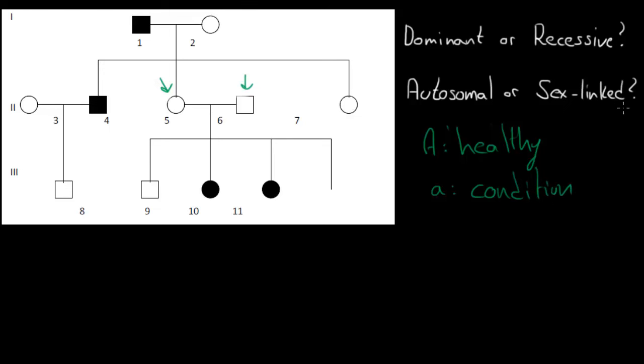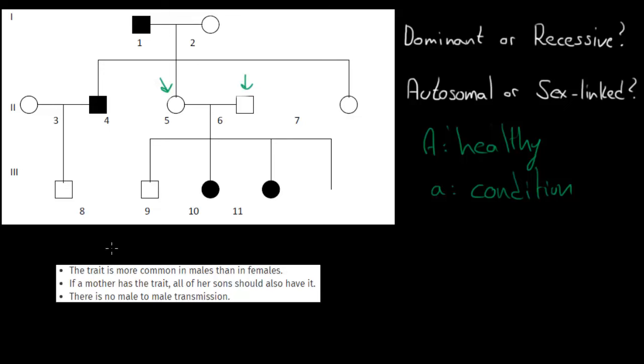Now, is it autosomal or sex-linked? Sometimes it's very difficult to distinguish between those two. There are cases where both autosomal and sex-linked can explain a specific pattern in a pedigree diagram. But generally, to say that a specific diagram shows a sex-linked type of inheritance, it has to meet three important conditions. One is that the trait is more common in males than in females. Two, if a mother has a trait, all of her sons should also have it. Three, there is no male-to-male transmission. So if these three conditions are met, then it means that it's definitely sex-linked, even if you think that both ways can explain the pattern in a diagram.